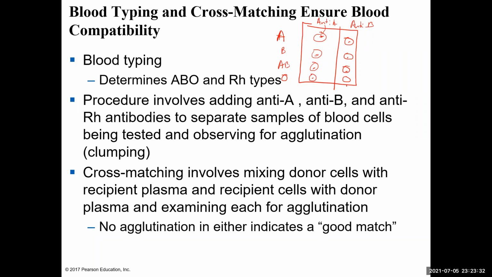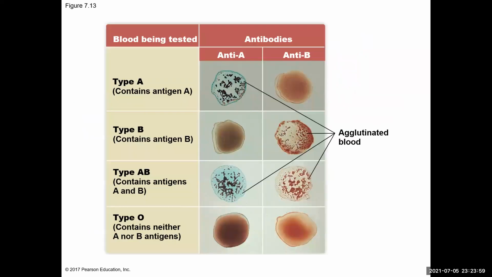Right? And so you would add the anti-A and anti-B to the different samples being tested, and then you would just look for clumping. You can do this to determine what blood type each person has, the donor and the recipient, so that you can make sure you have a good match. And so you want to see no agglutination, right? And so this is basically what I was trying to draw.